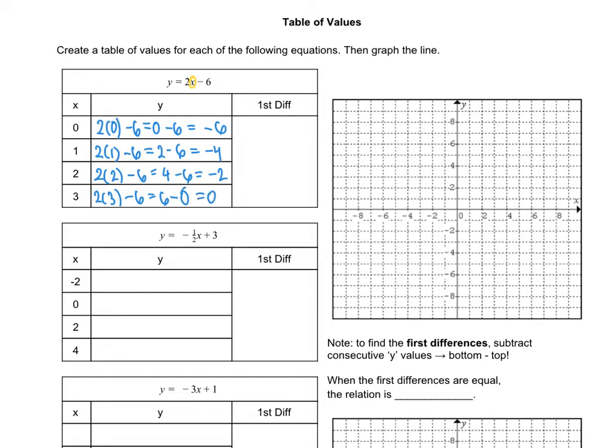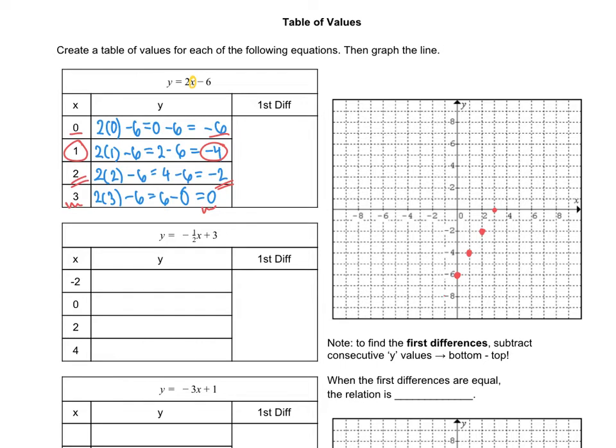Now these represent coordinates. So 0, comma, negative 6 is our first coordinate. So when I plot it, I go to 0 on the x-axis, and then I go down to negative 6 on the y-axis. The next coordinate is 1, comma, negative 4. So I'll go to 1 on the x-axis and then down to negative 4. Then I have 2, comma, negative 2, 2 on the x-axis, negative 2 on the y, and finally 3, comma, 0. I go to 3 and then I don't move up and down.